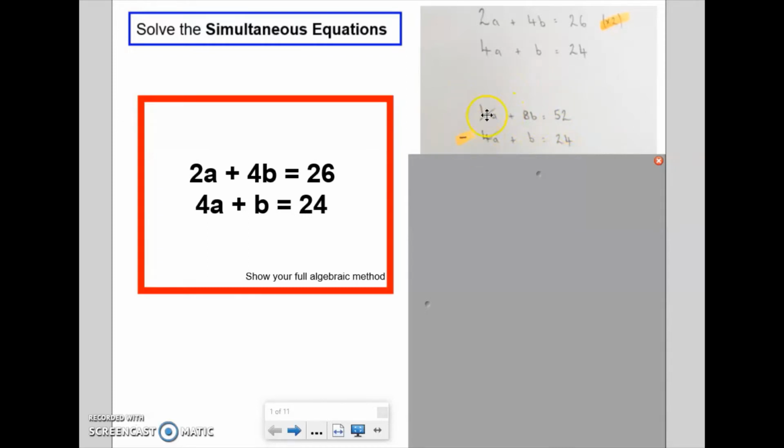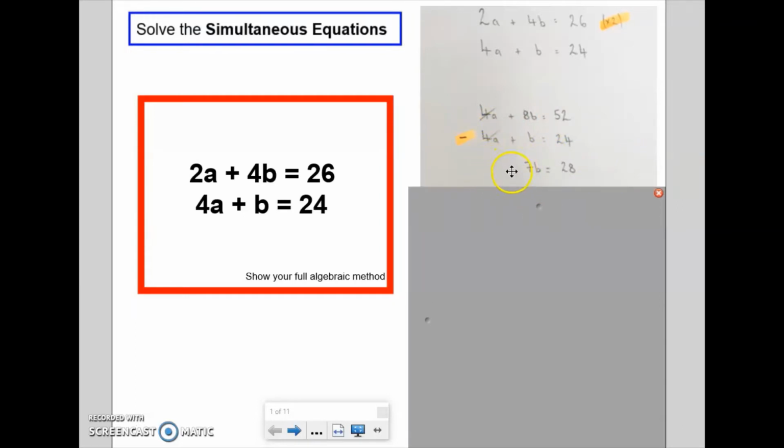Now that I have a coefficient of 4 in front of both of these A's, I can remove this variable by doing a subtract. 4a subtract 4a is going to leave me with 0a. It's going to leave me with nothing. So in order to remove the variable, I'm going to take the first line of my equation and subtract the second line of my equation. 4a minus 4a, as we mentioned, would be nothing. 8b minus b would be 7b's. 52 minus 24 is going to leave me with 28.